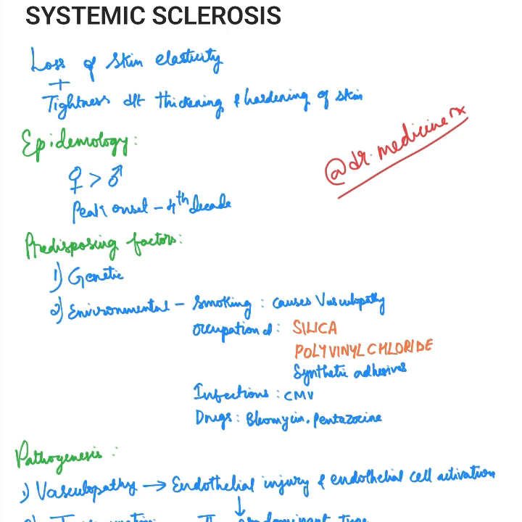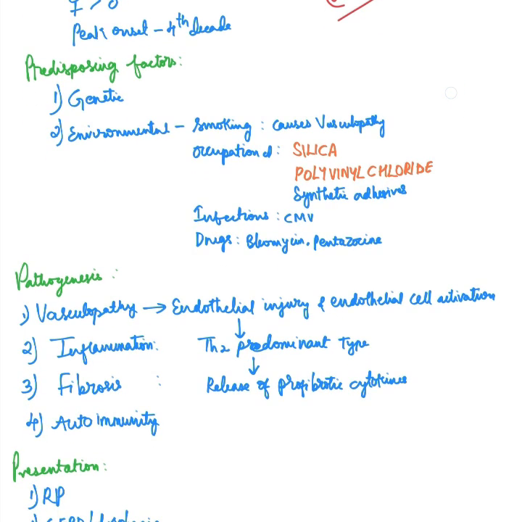Coming to epidemiology, females are more commonly affected than males and the peak age of onset is in the 4th decade. Coming to predisposing factors, genetic factors play an important role with certain HLA factors being involved. Then coming to the environmental factors, smoking, because it causes vasculopathy, also triggers systemic sclerosis.